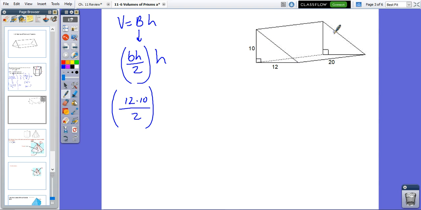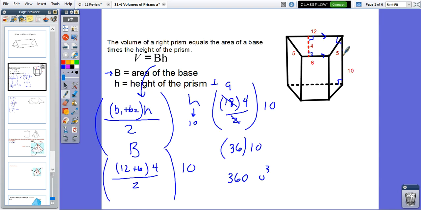Well, if this triangle is right here and this triangle is over here, where's the distance between them? Oh, it's the 20. Here's our right angle right here, so it's perpendicular to each other. So that means the height of the prism is 20. So it's very easy to understand the height going up and down, like in our last problem.